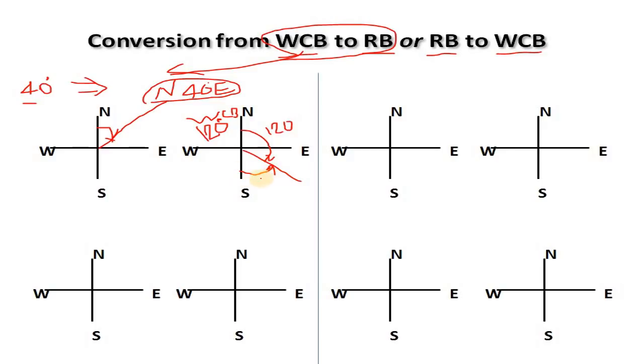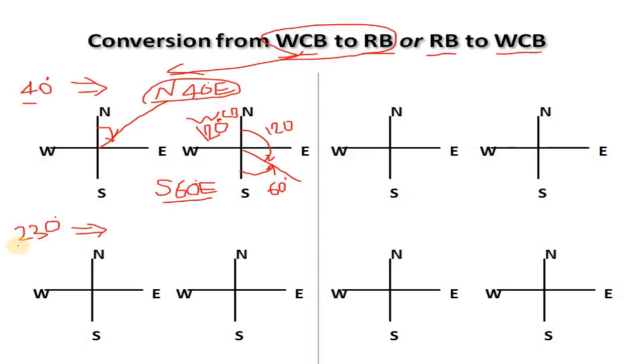Then what will be this angle? You know the whole angle is 180 degree and this is given 120 degree. The 180 minus 120, this will be the 60 degree. Okay, write it in RB system. How to write? First S, because this starts from S, then angle 60 degree, and then where? Eastward or westward? Eastward. Okay, now next, suppose WCB is given 230 degree, convert it in RB system.